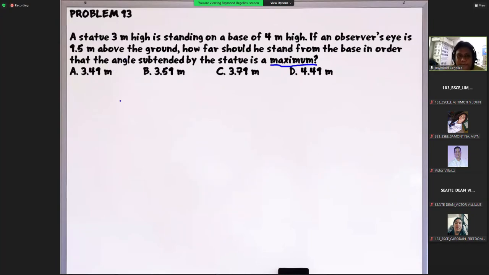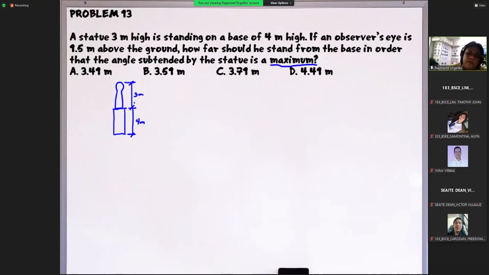Okay? So paano ba yung problem na to? Okay, so we have a statue. Let's say ito yung statue natin. Then we have a base. Let's say ito yung base natin. So again, this is 3 meters high. Then 4 meters naman yung kanyang base, so this base is 4 meters high. So this is 4 meters.